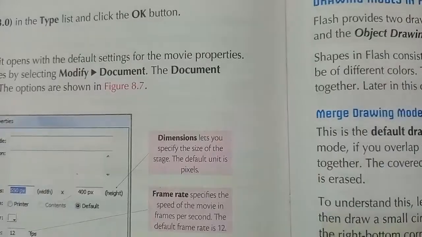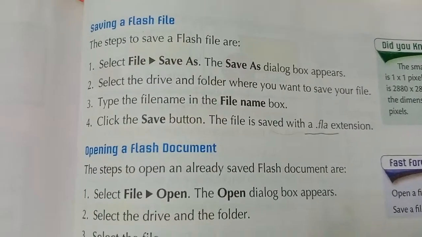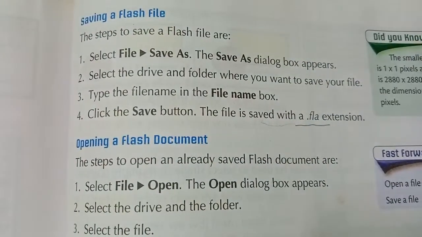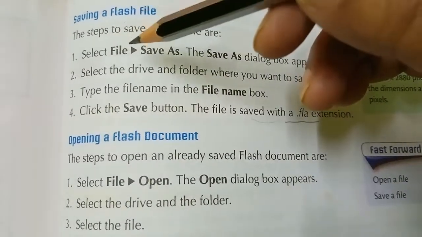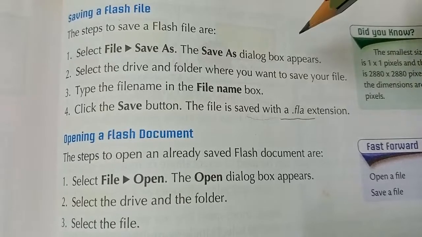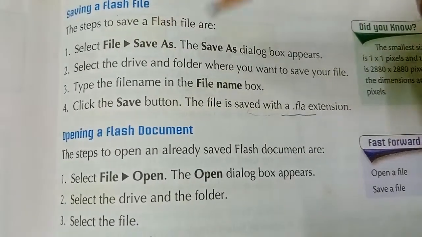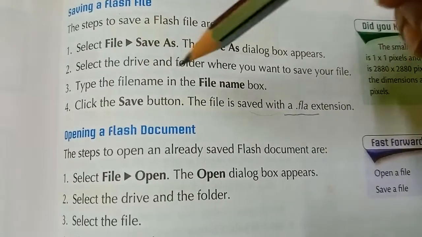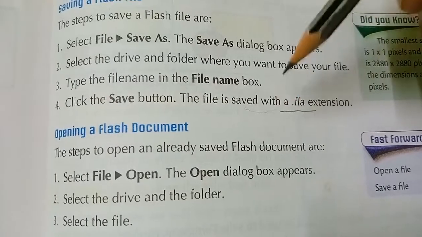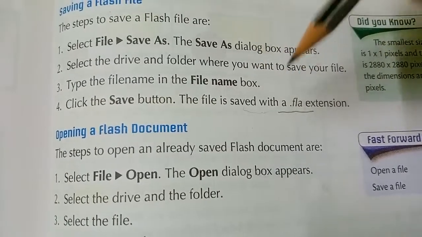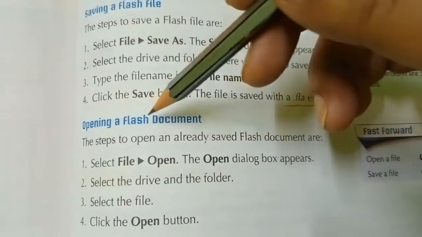Now next is saving a Flash file. After creating a Flash document, after doing everything, you want to save it. So what are the steps to save? Click File, then Save As. The Save As dialog box will appear. Select the drive and folder where you want to save it. Type the file name according to your choice, then click the Save button. The file will be saved with the extension .fla. So this is an important question: what is the file extension of a Flash file? It is .fla.